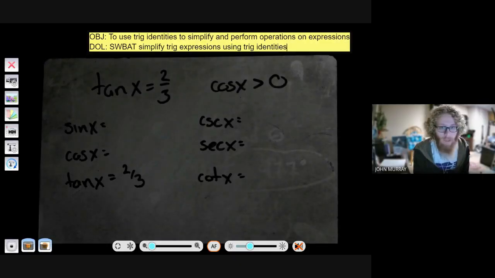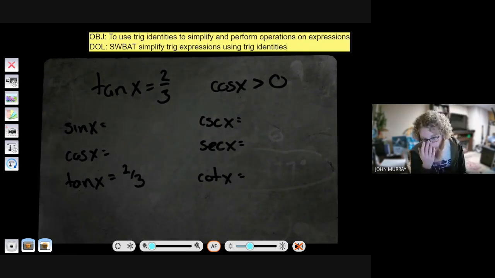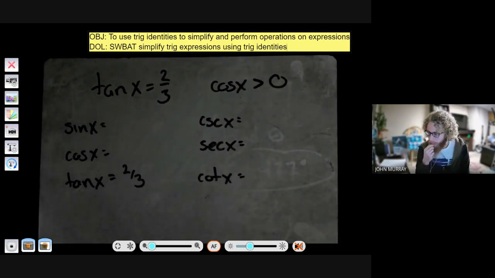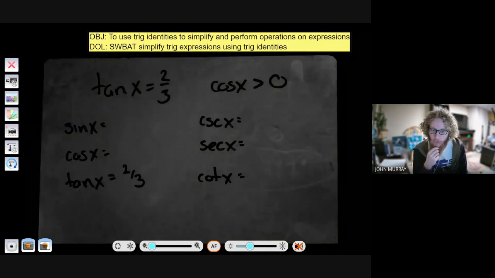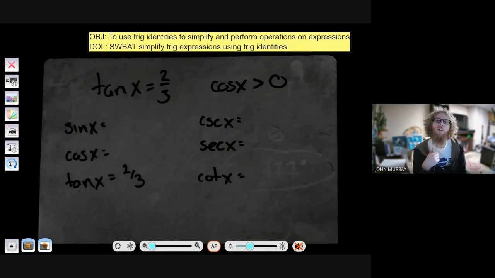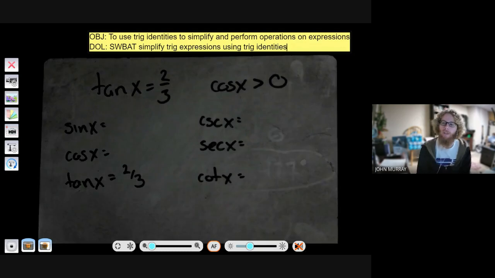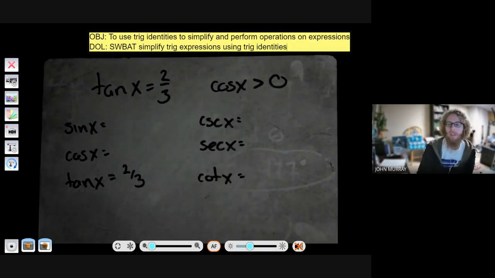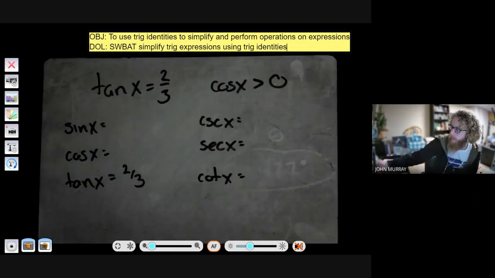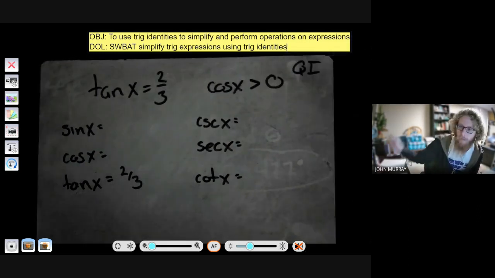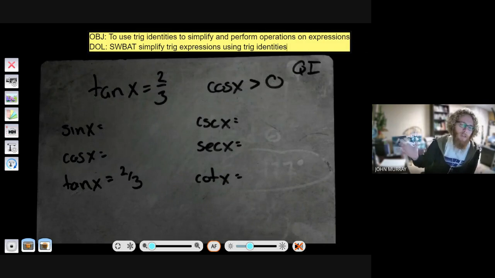Okay, so first let's take a look at the homework. For homework, you were told that the tangent of your angle x is 2/3 and cosine of x is positive. Find all the 6 trig functions, right? So we already have the tangent of x is 2/3. And before we go into anything, taking into consideration that the tangent is positive and the cosine is positive, that means we are in quadrant 1, which means that everything should be positive.